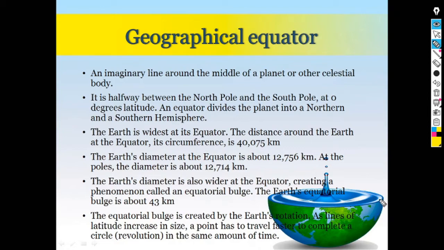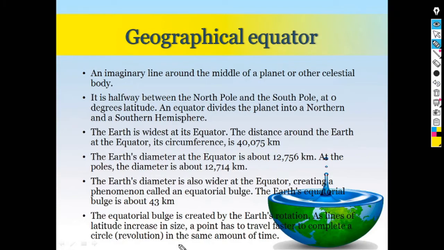So if this is the earth, and this is the equator, let's draw an equator. Let's say this is the southern hemisphere. At the equator we want to say it is a bit bulged out. That is called the equatorial bulge. The Earth's equatorial bulge is about 43 kilometers. This difference is your 43 kilometers.